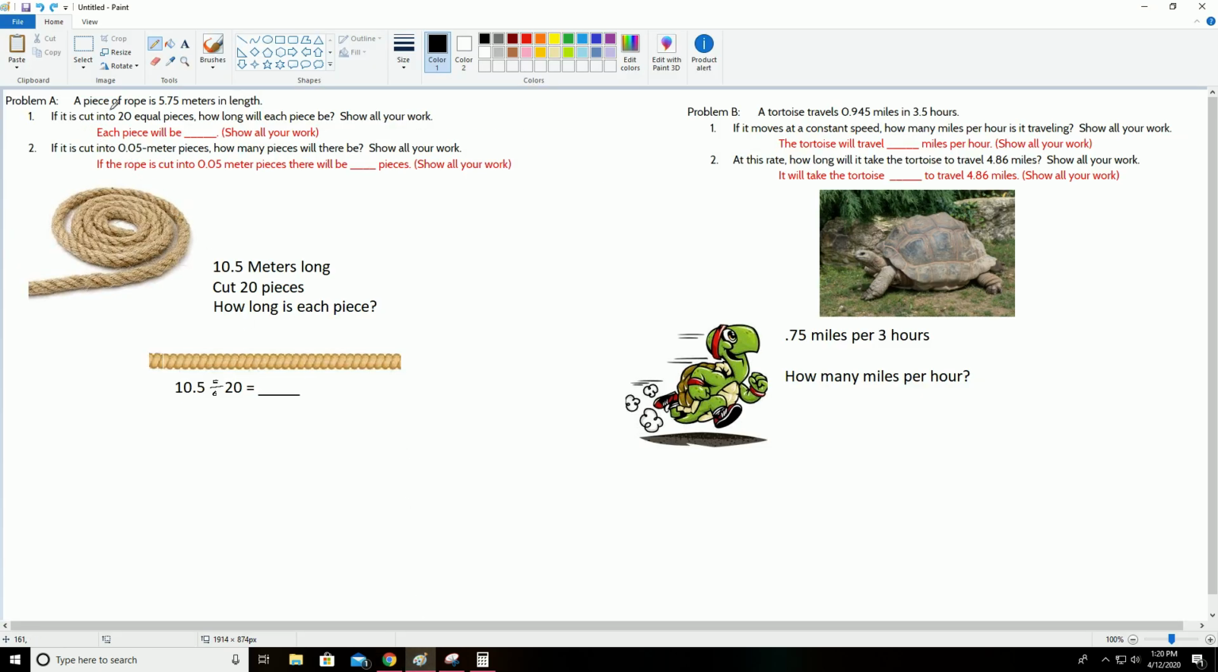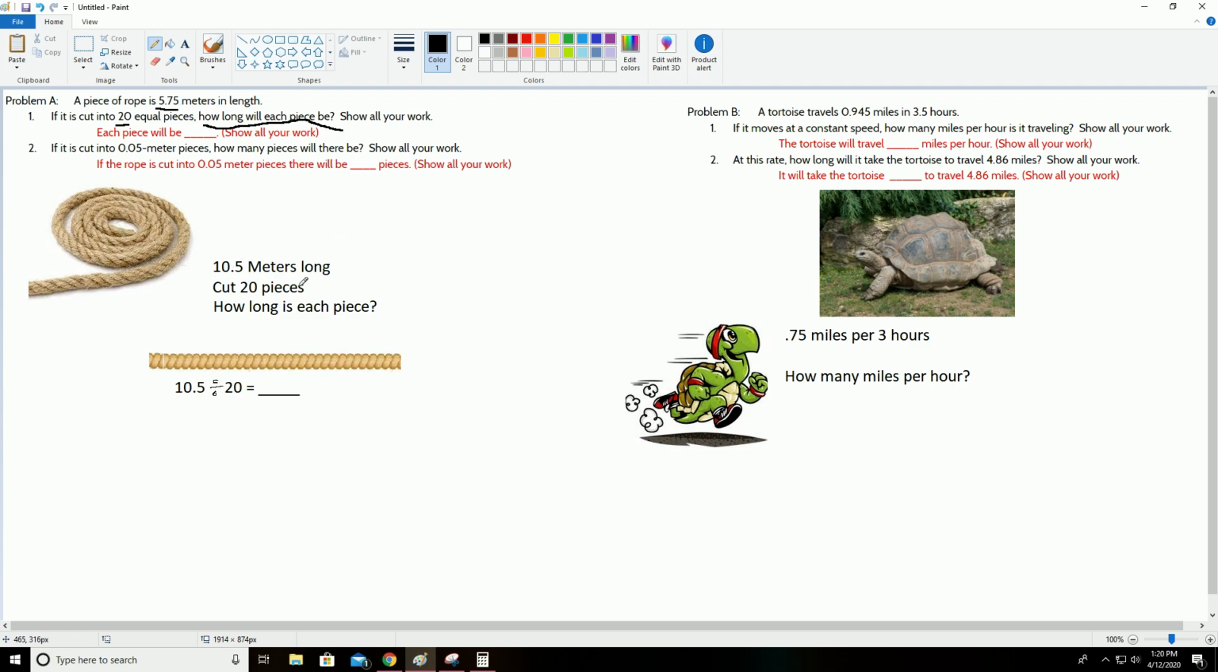Problem A says a piece of rope is 5.75 meters in length. If it is cut into 20 equal pieces, how long will each piece be? This is your question that you're going to be answering. How long will each piece be? So we know how many pieces there are. We know how long the total length of the rope is.